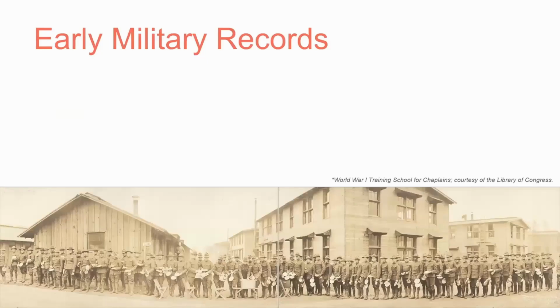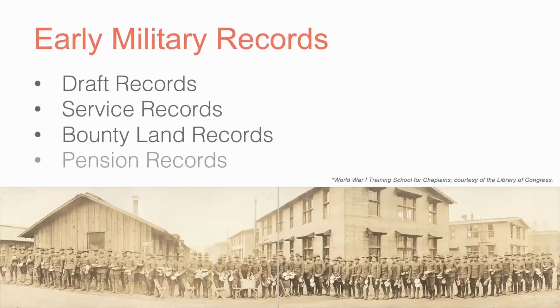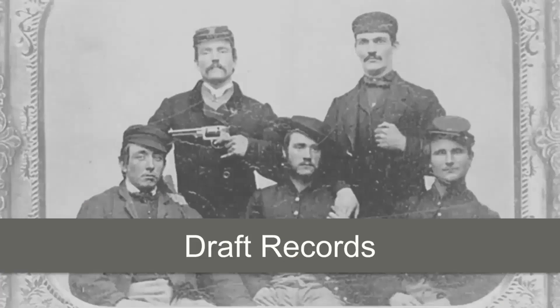Now let's discuss some of the key record types that you will encounter with the 4 wars that we have discussed in the previous section. So there are 4 main record types while we are discussing this class. They are draft records, service records, bounty land records, and pension records. There are a lot more, but these are the 4 main we'll talk about today. So let's begin with draft records.